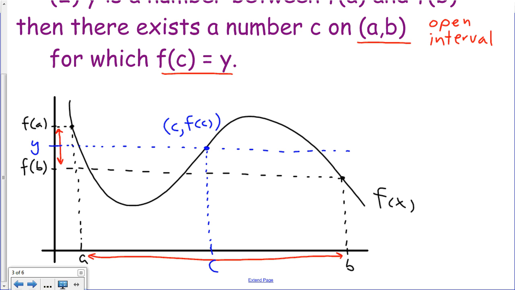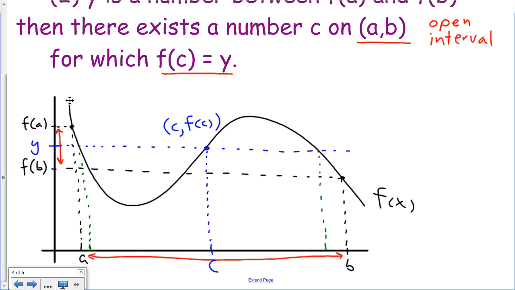Now you'll notice that there's actually a couple other points between A and B where this occurs. There happens to be one right about here, really close to A. There's another one right here, really close to B. The theorem doesn't say anything about having more than one. It only guarantees me that there is one. But you can see that it is possible to have more than one.